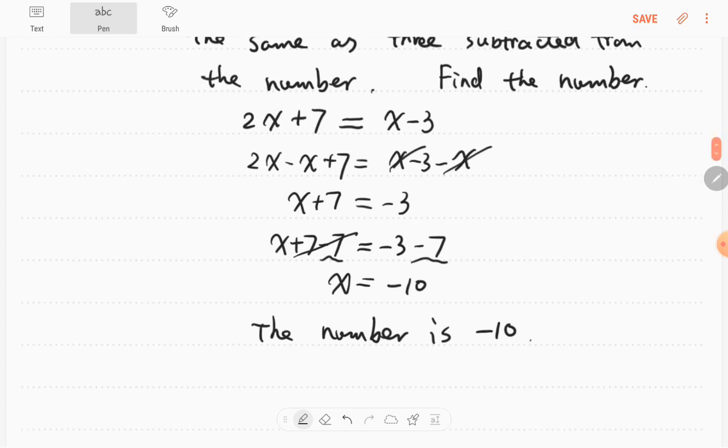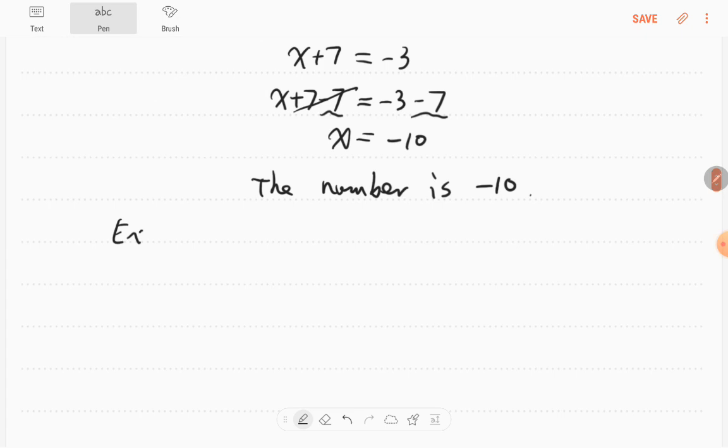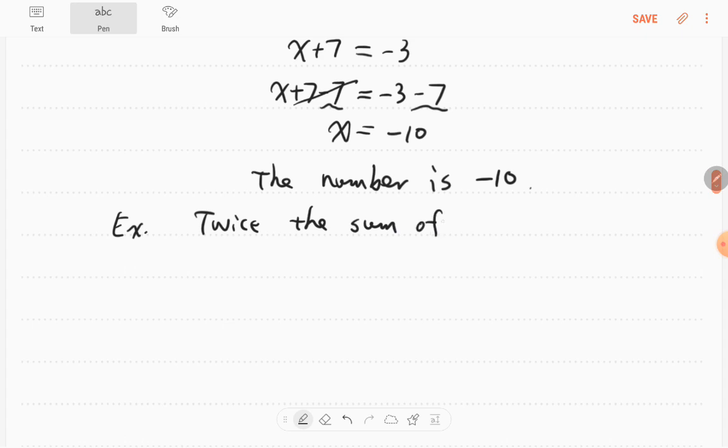Okay, let's check another example. We will just do the same thing. First, we should try to understand. So we maybe need to read the problem multiple times. If this time we have this problem. Twice the sum of a number and 4. So make sure you know the sum of these two numbers, right?